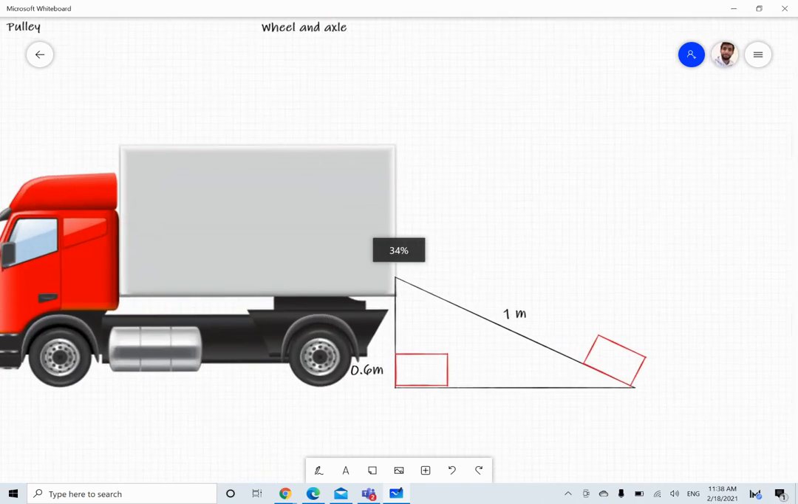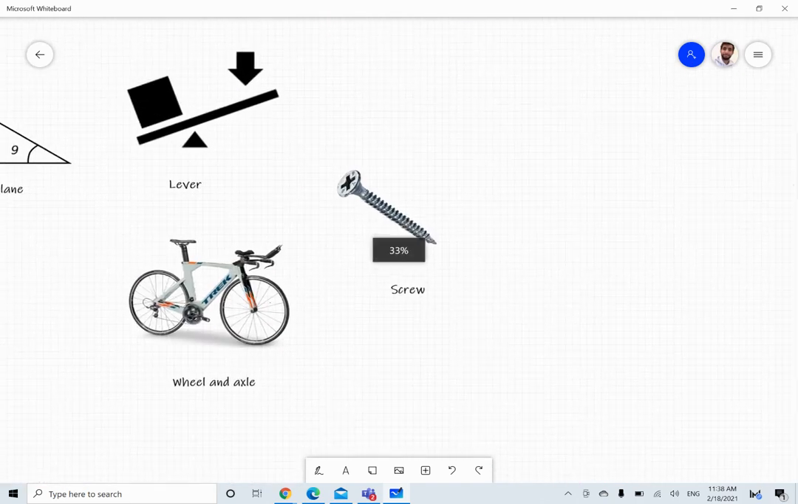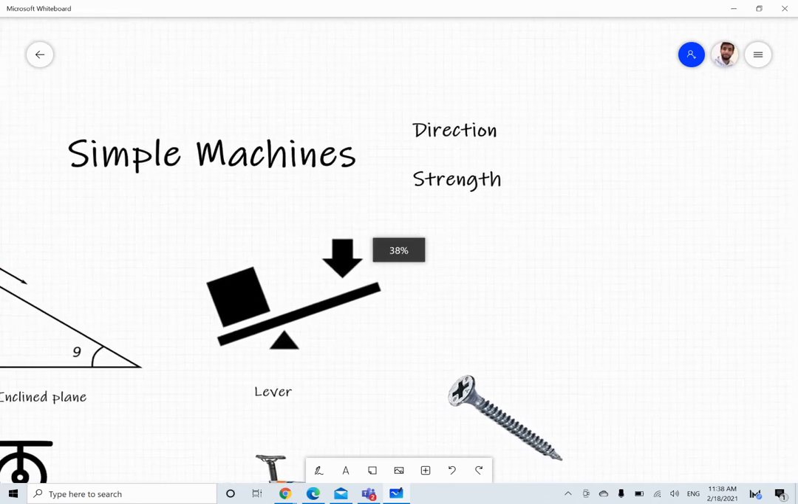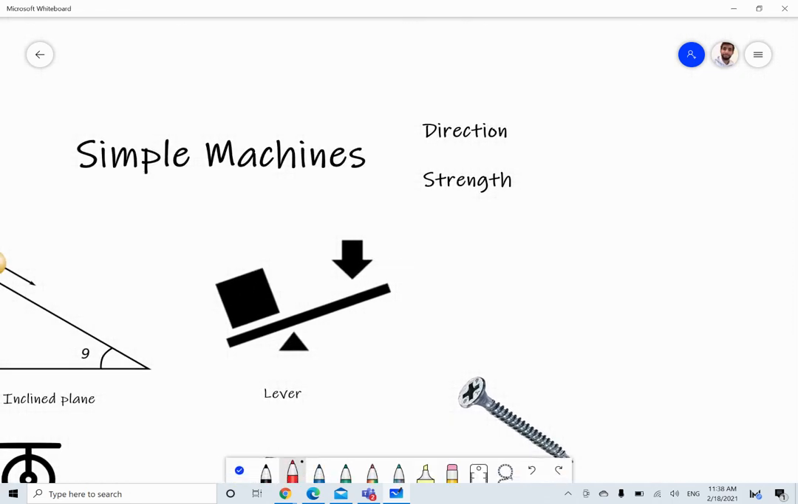First reason is that, let us write it here. So we need machines for two reasons. Reason one, to reduce force, or make the distance shorter. So these are the main reasons why I need to use a simple machine.